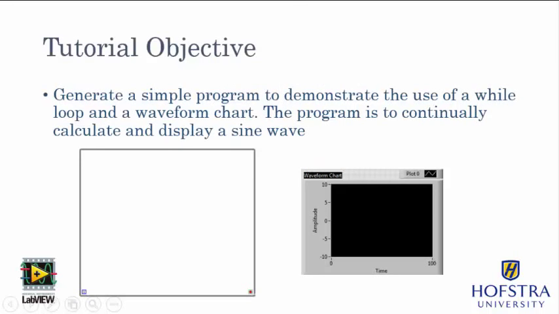The tutorial objective is to generate a simple program to demonstrate the use of a while loop and a waveform chart. The program is to continually calculate and display a sine wave. In order to do this, we'll have to utilize a while loop. Also, we're going to learn and use what is a waveform chart. This is a visual display which acts similar to a laboratory strip chart and produces a real-time plot as each new data point is generated.